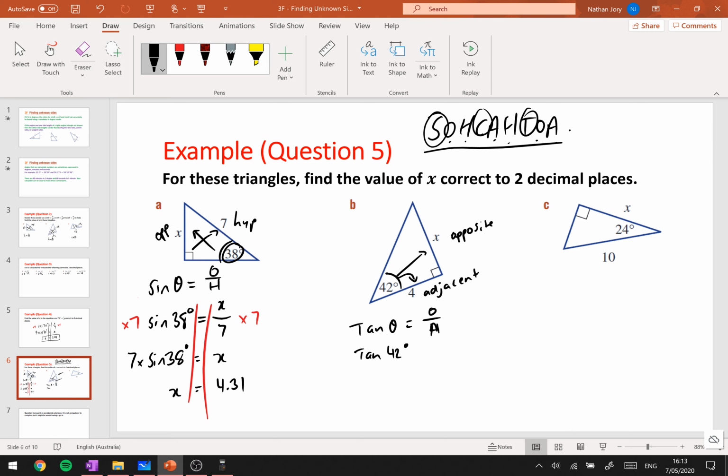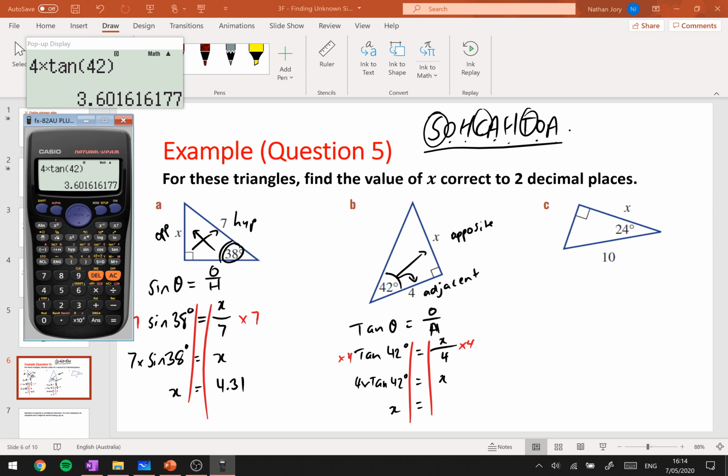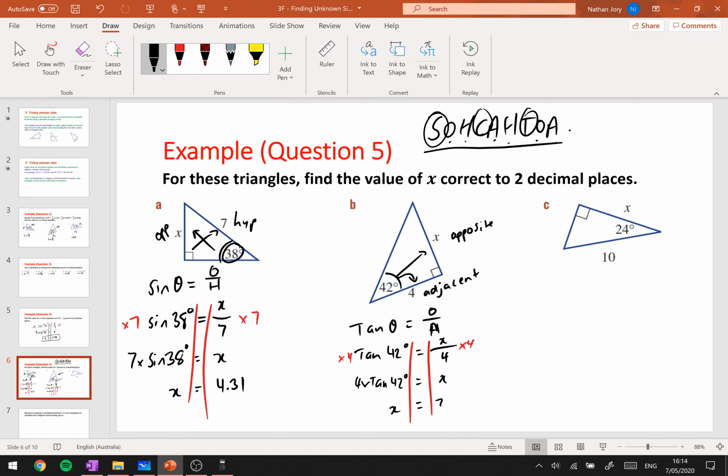Now, my next step is to say, how do I get that x by itself? To do so, we're going to multiply both sides by 4. So that leaves us with 4 times tan 42 degrees on the left, which is equal to x on the right. So my x value is equal to, and we put that into our calculator, 4 times tan of 42. That's equal to 3.60, or just 3.6, but it's 2 decimal places, so we'll put 60.